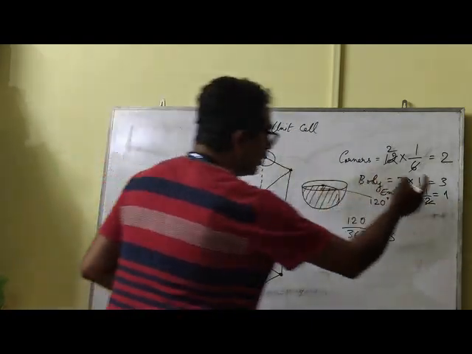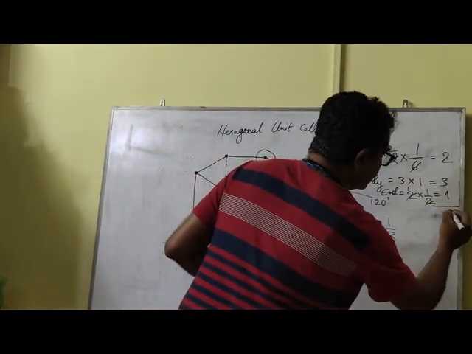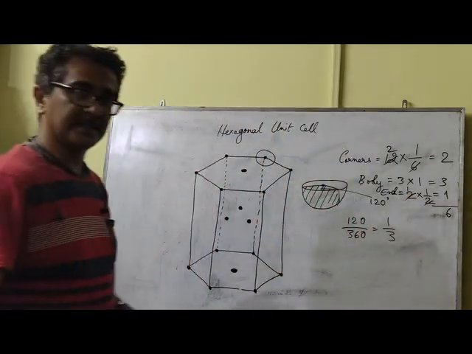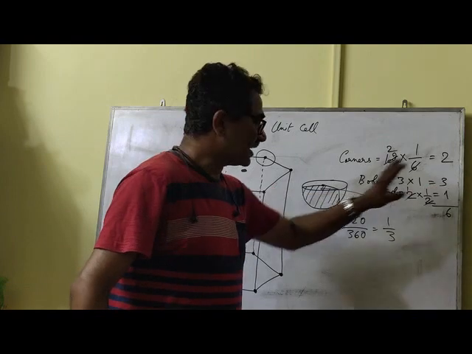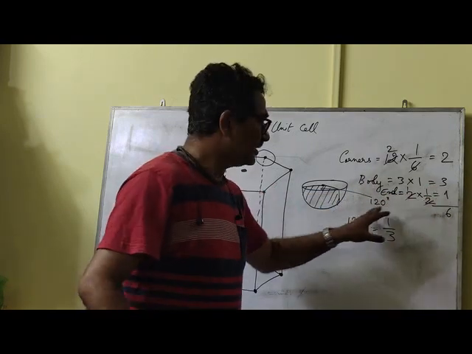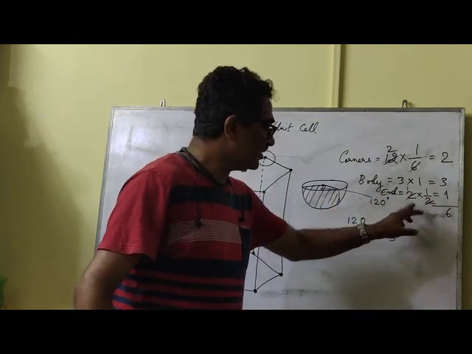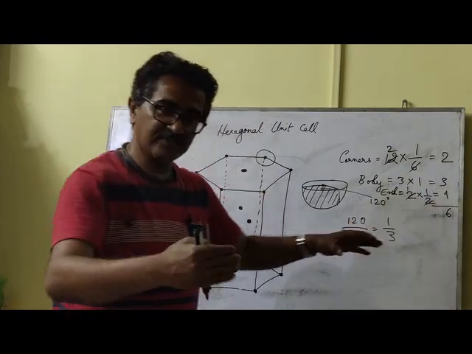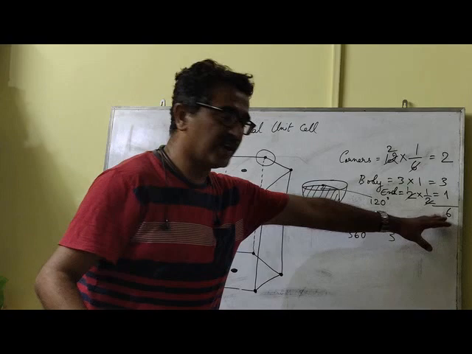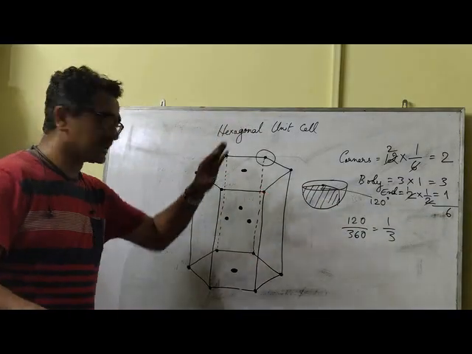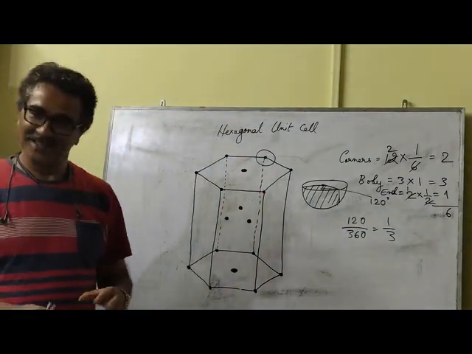So total, how many atoms are there altogether? 6. So 2 atoms at the corner, 3 atoms inside the body, and at the 2 ends, we have 2 into half, because half the portion of the spherical atom has been inserted, so we get 1. So total, we have 6 atoms for the hexagonal unit cell. Isn't it easy?